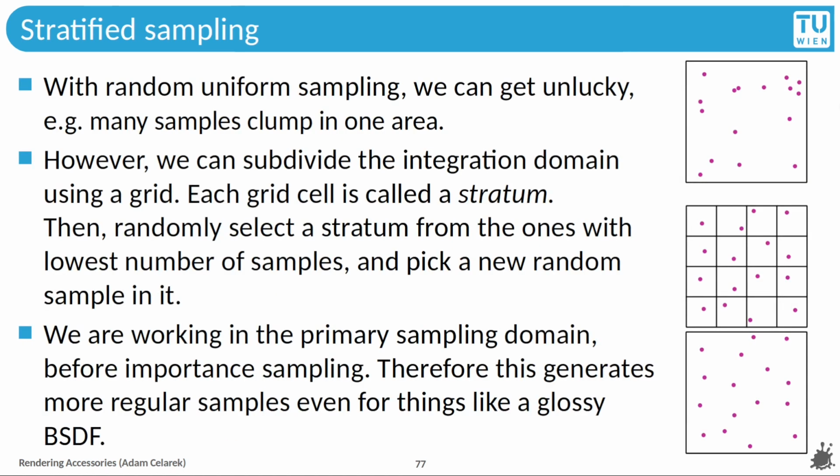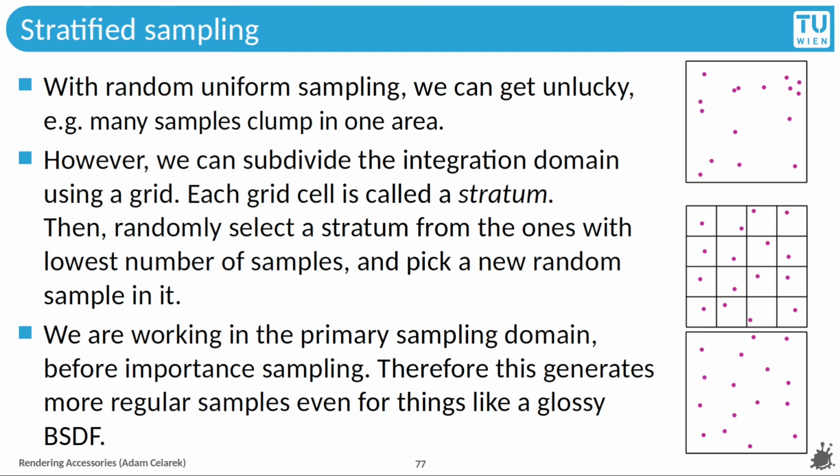Here we have another example, but in 2D. We have random sampling in here and stratified sampling in here. And we can see that this one is more regular than here on top. And as said, in practice, you could fill up each of these cells with 2 or 3 or 4 or whatever number of samples.